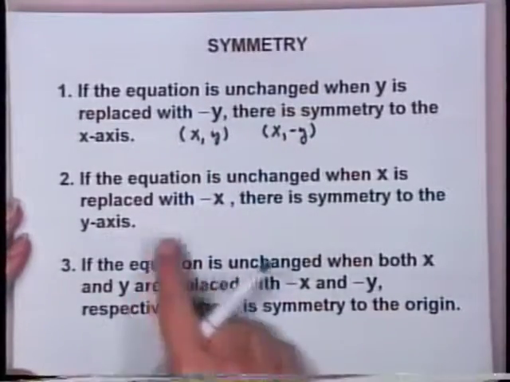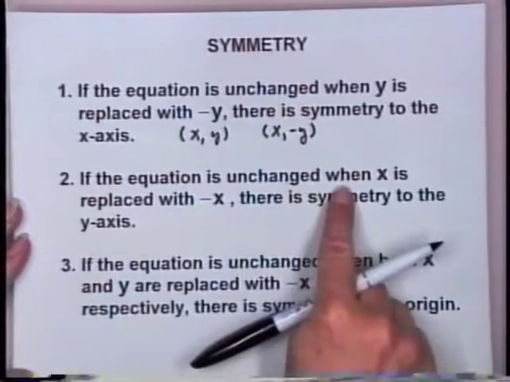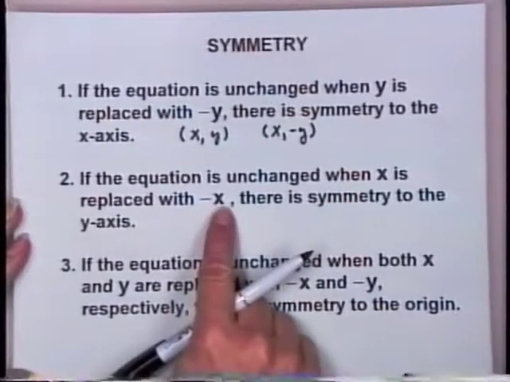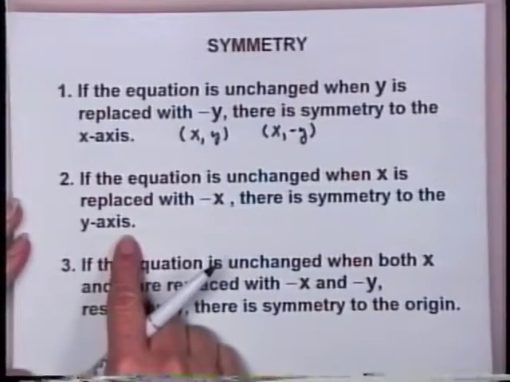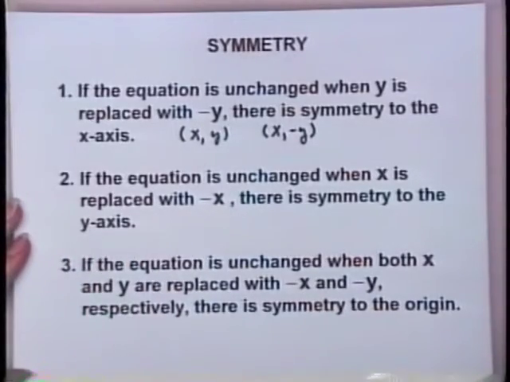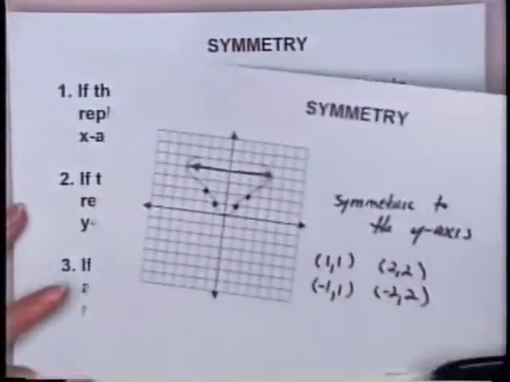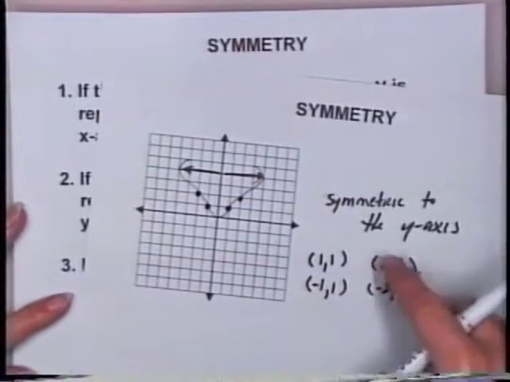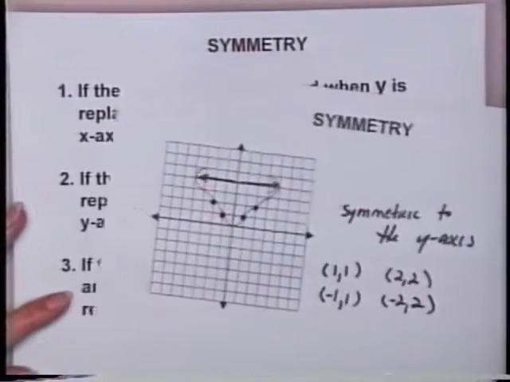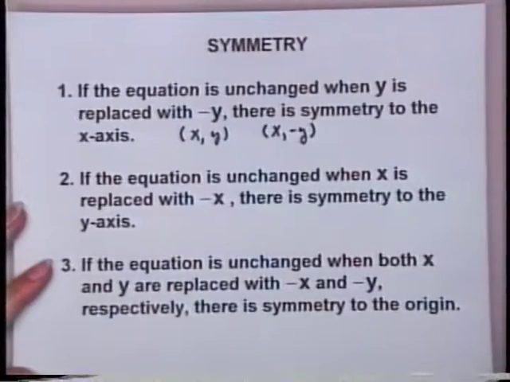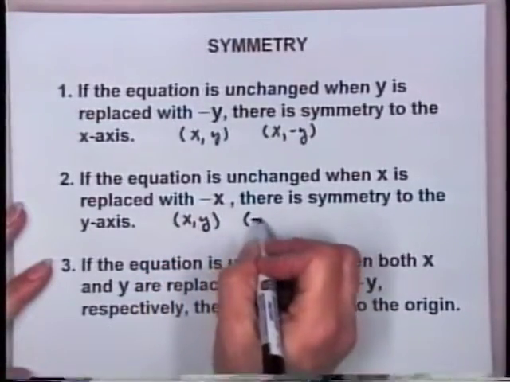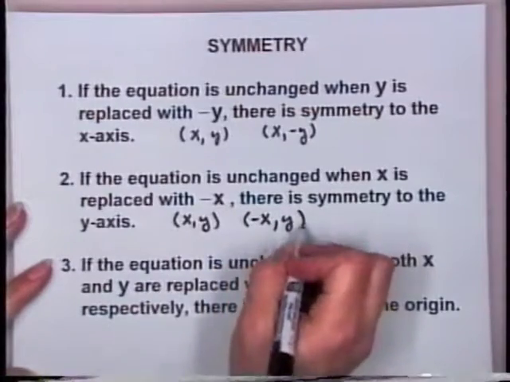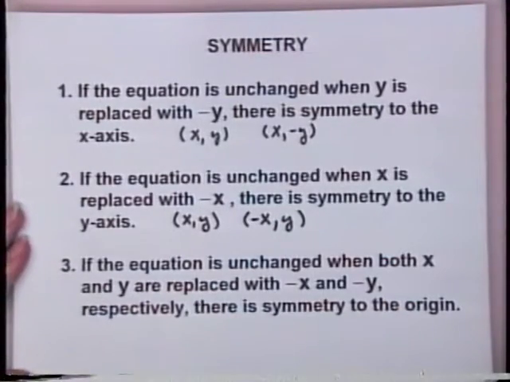The second one says, if the equation is unchanged when x is replaced with negative x, there is symmetry to the y-axis. Okay? That's what we just saw a minute ago in this picture. Notice the x is replaced with negative x, but the y values stay the same. So here we're saying if I have x, y on the graph, I will have negative x, y.